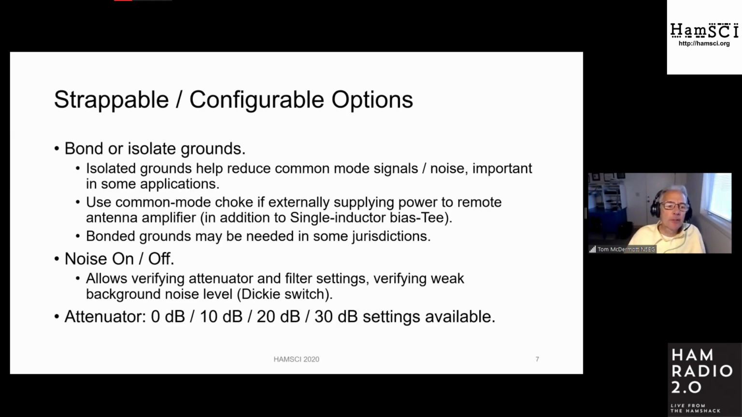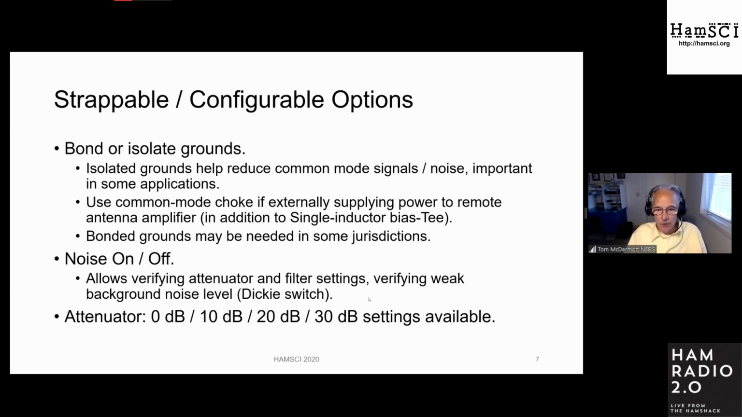So in terms of configurable options, there's an option to bond or isolate the grounds. Isolated grounds help reduce common mode noise signals, and that can be very important in some applications. Some of the folks on the team have noticed a problem with common mode noise and have had to implement common mode noise chokes. Those come at the cost of a little bit of increase in attenuation. And so we've tried to provide a lot of common mode isolation on the receivers to avoid the need for common mode chokes. There may be severe cases where both are needed.